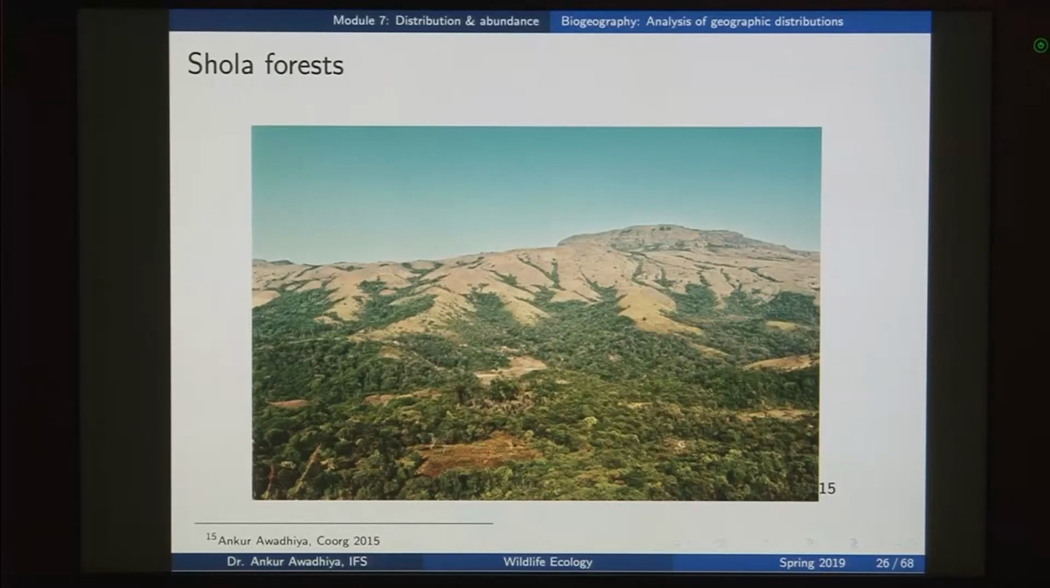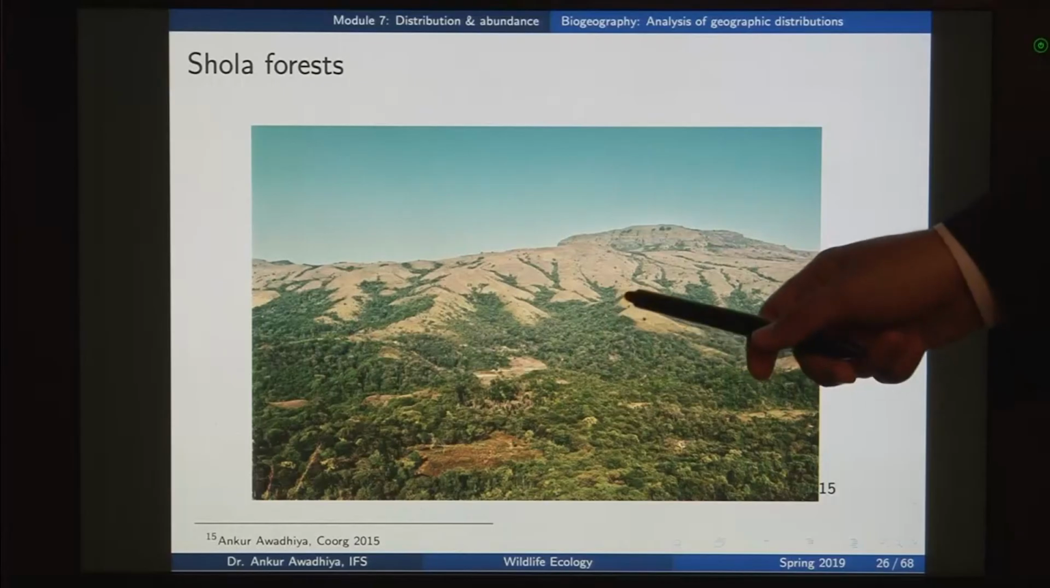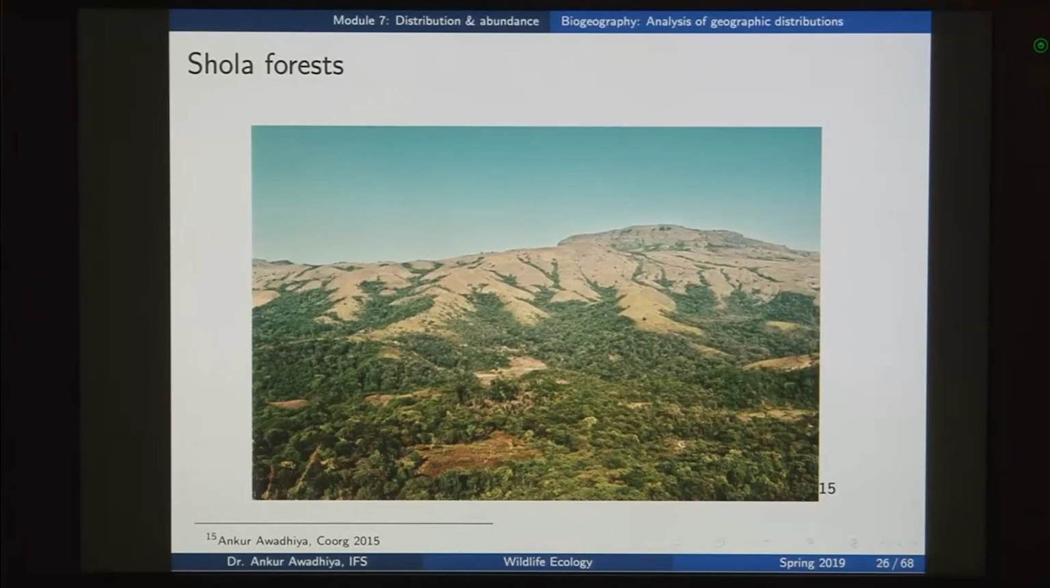So, you will find trees and you will find grasses, and these are found in these areas, and if you try to replace one with the other, they can be replaced. But then, just because of their mutual competition, the tree is not allowing grass to come into its area and the grass is not allowing tree to come into its area. So, this makes it a very structurally diverse habitat.